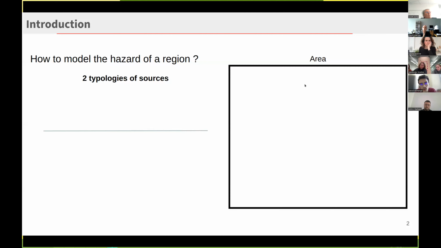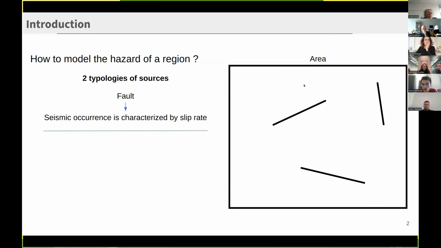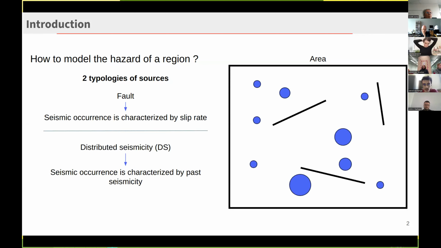So first of all, what we need to explain is how to model the hazard of a region. We will take an area, and we have two possible typologies of sources. The first one is fault, so the seismic occurrence is characterized by slip rate. In the other case, if you don't have any information about fault sources, what you will have is the past seismicity, and this is characterized by the second typology, which is distributed seismicity.